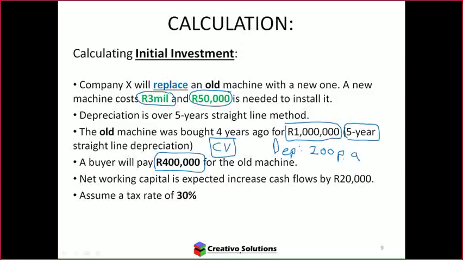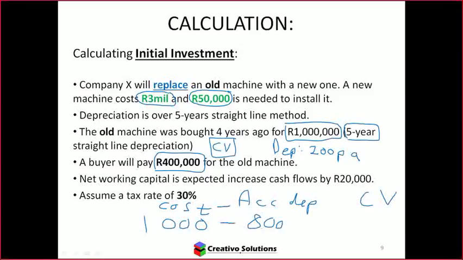So if I've got a four-year-old asset, what's the accumulated depreciation? 4 times 200, so accumulated depreciation is 800,000. What's the cost? 1 million. So what's the carrying value? 200. Carrying. Yes. Okay, do you have the carrying value? Yeah, 200,000. Do you have the proceeds? Yes. So what's the gain? 200. Good. And how much is the gain taxed at?